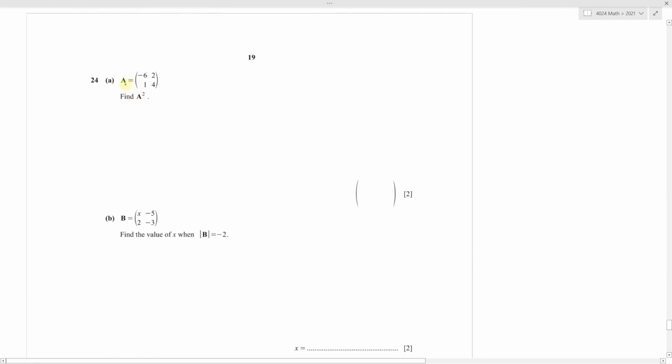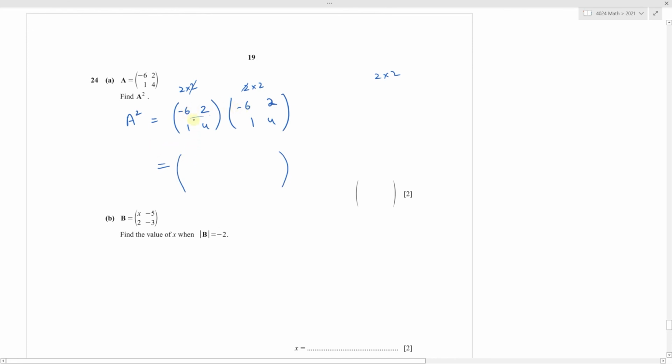Question number 24, you're given matrix A, find A square. So A square will be A multiplied by A. So I have 6, minus 6, 2, 1, 4, and then again minus 6, 2, 1, and 4. So this is a 2 by 2 matrix multiplied by another 2 by 2 matrix. Columns are equal to the rows, so this cancels out. That means I will get a 2 by 2 matrix when I do the multiplication. So first row multiplied by first column will give me the value in the first row and first column of this multiplication.